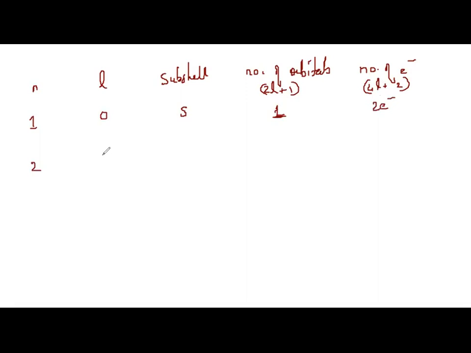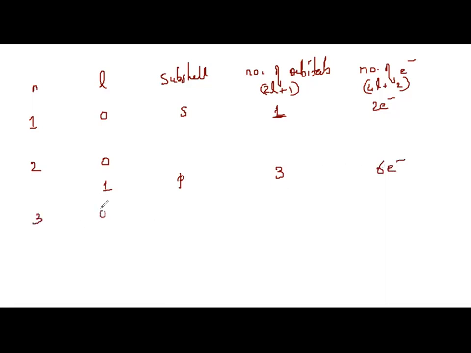N is equal to 2. L is equal to 0, L is equal to 1. Don't worry about 0. Let us talk about 1. It is p subshell. So 2 into 1 is 2, 2 plus 1 is 3. Are there 3 orbitals or no? Px, Py and Pz. Number of electrons, 4 into 1, 4 plus 2 is 6 electrons. Correct? Each orbital will have 2 electrons each.